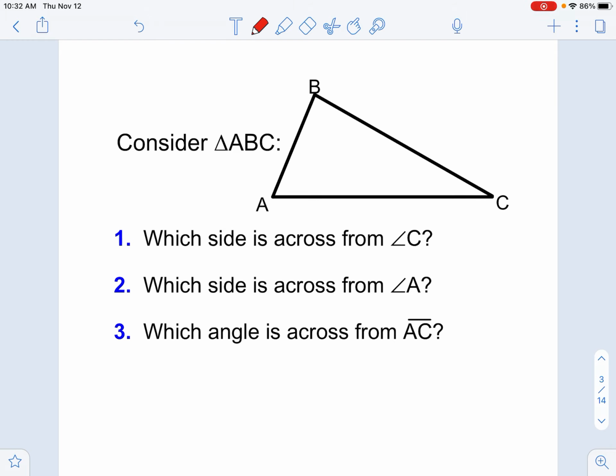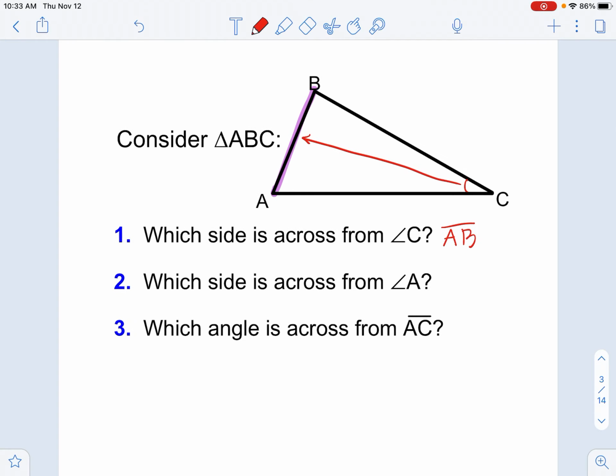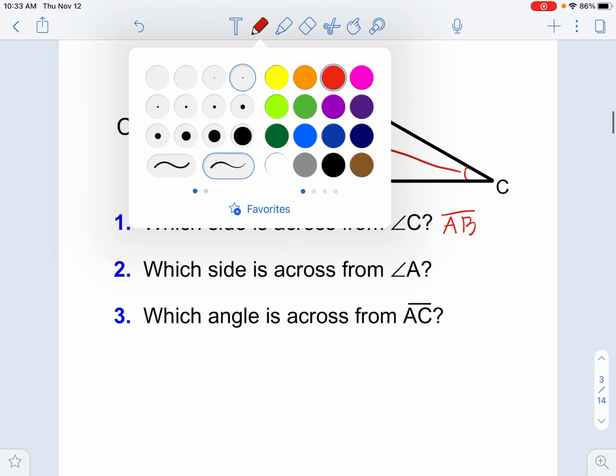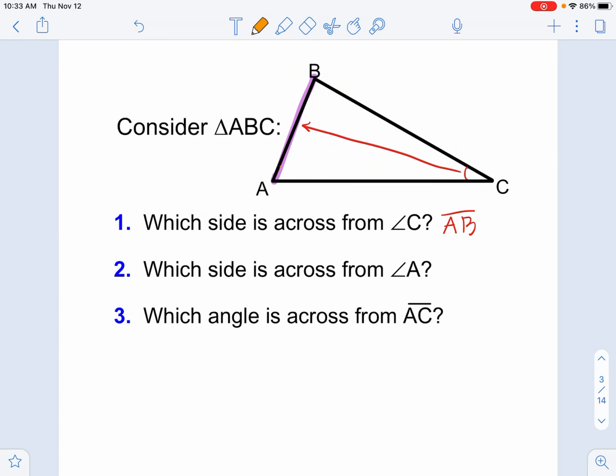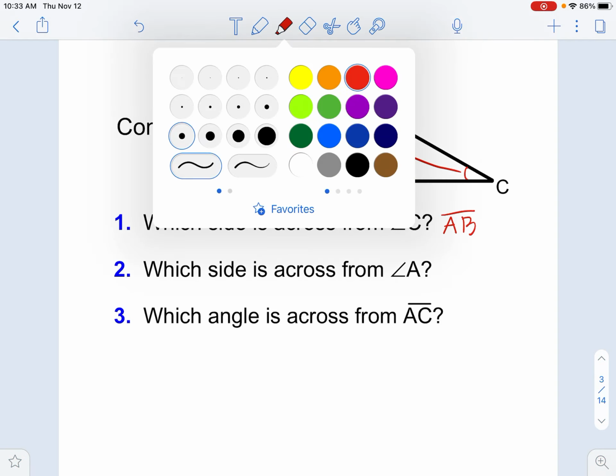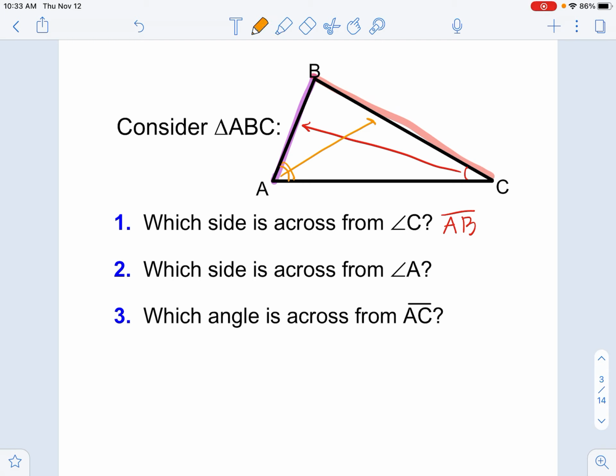Okay, so before we start here, we have to make sure you know what it means to be opposite of or across from, which are synonymous terms. So it says, which side is across from angle C? Okay, so first off, here's angle C. The side across from it, or the side opposite of it, is side AB, or BA. Next one says, which side is across from angle A? So here's angle A. If I go opposite of it, that's this side right here, which is BC.